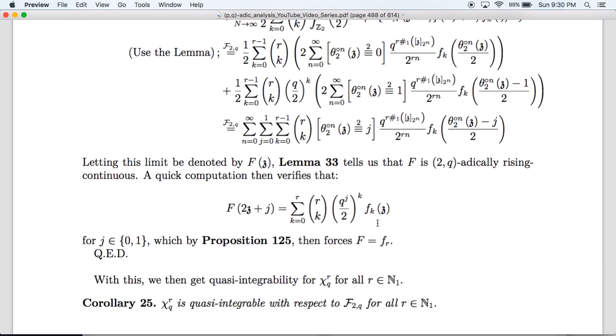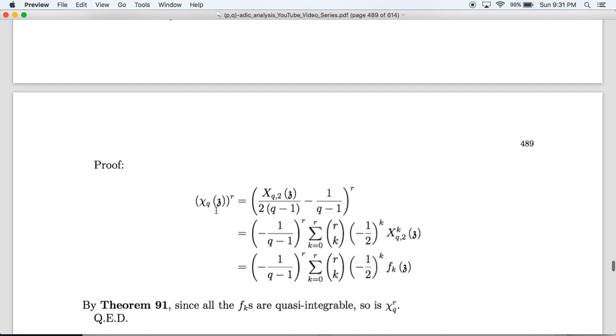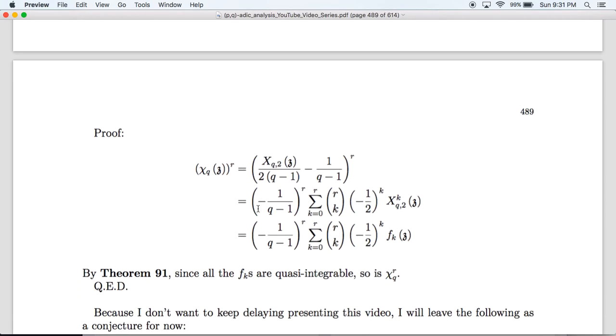So that shows that f_r is indeed quasi-integrable, and we then get the quasi-integrability of chi_q to the r by just rewriting it using this identity. And so since all the f_k's are quasi-integrable, so are the chi_q's of r's.